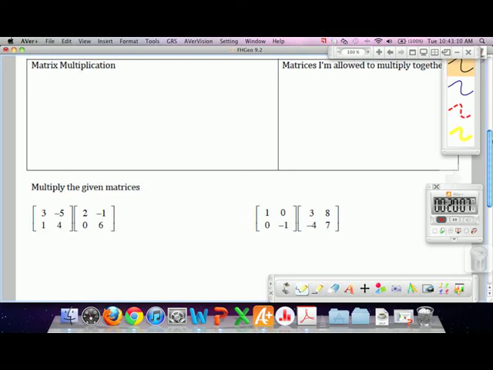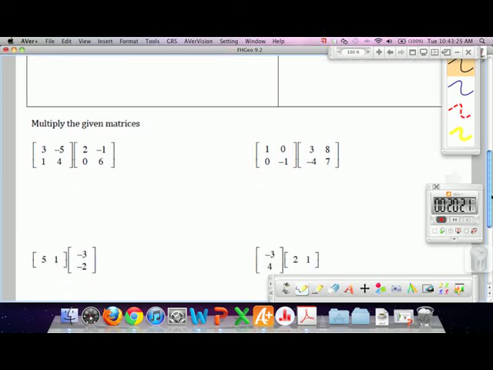For example, in my answer to this matrix multiplication problem, if I want to figure out the element in the first row, first column of my answer, I'm going to multiply the first row by the first column of my two matrices. How do we do that? I'm going to multiply those two things together.